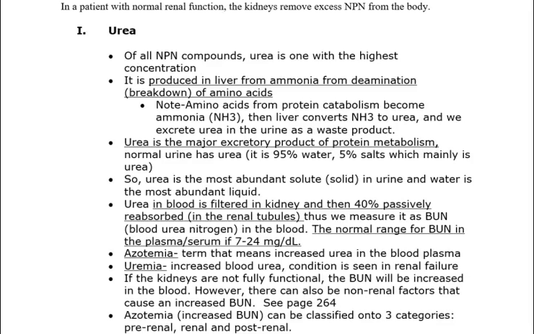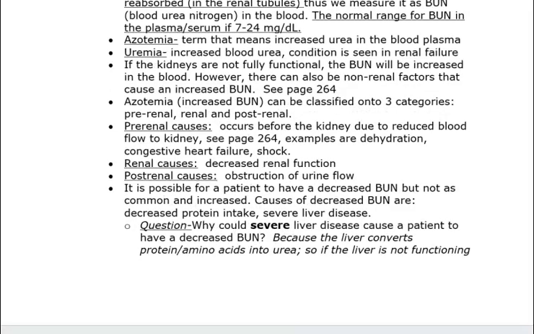The term azotemia means there's increased urea in the blood plasma. Uremia is increased blood urea, a condition that is seen in renal failure. If the kidneys are not fully functional, the BUN is increased, but there can also be non-renal factors that can cause an increase in your BUN.